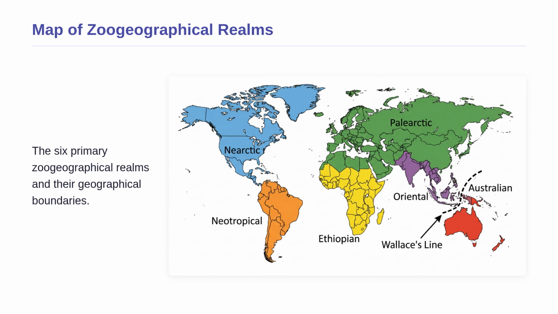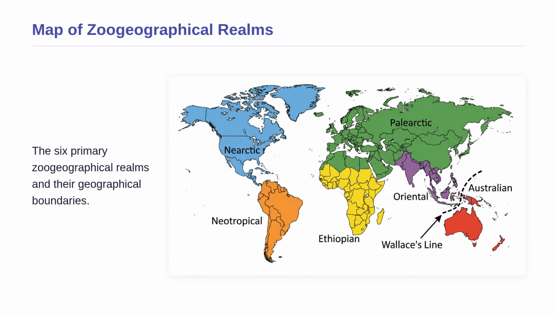Having discussed the 6 realms, let us now visualize them on a global map. What you are seeing here is the Earth divided not by political borders, but by evolutionary history. Notice the Nearctic realm in North America and the Palearctic realm stretching across Europe and Asia. Down south, we have the Neotropical realm in South America and the Ethiopian realm in Africa.